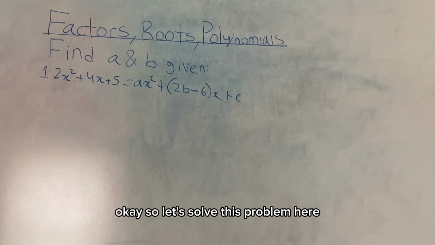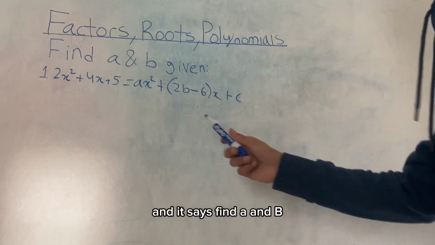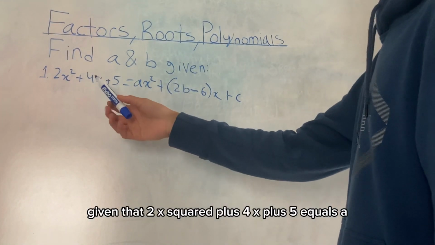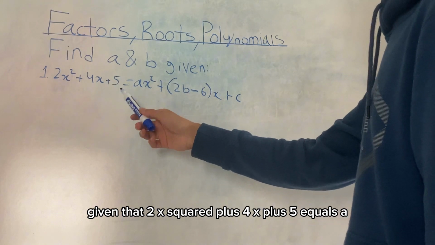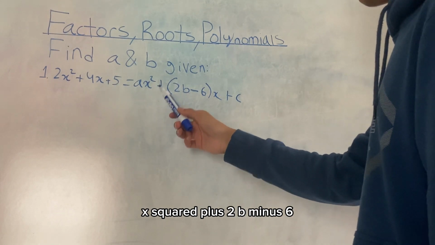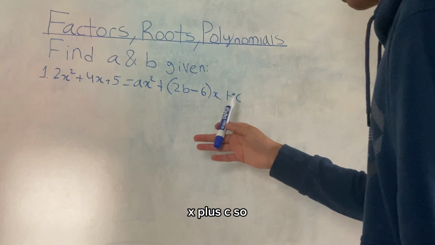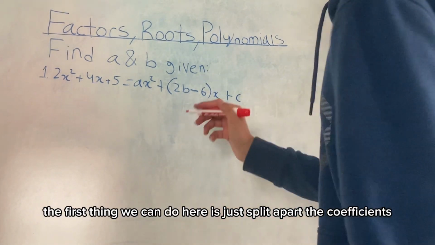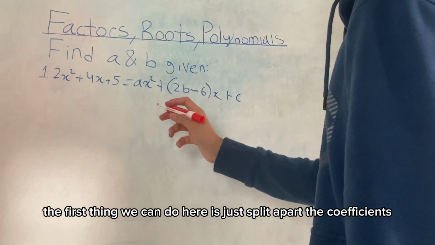Okay, so let's solve this problem here. It says, find a and b given that 2x squared plus 4x plus 5 equals ax squared plus (2b minus 6)x plus c. So the first thing we can do here is just split apart the coefficients.